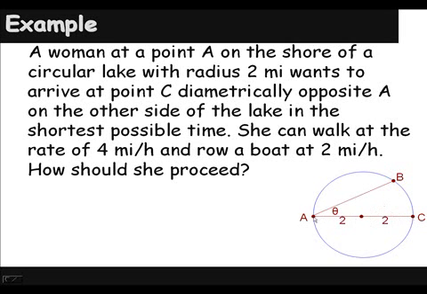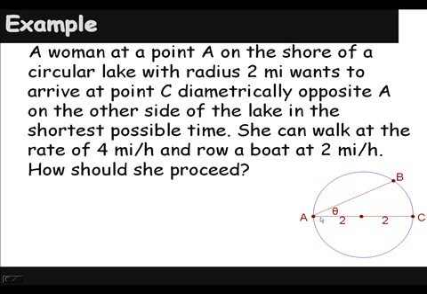Point C is diametrically opposite, in other words, on a diameter, opposite A on the other side of the lake. She wants to get there in the shortest possible time. It turns out this lady can walk at a rate of 4 miles per hour, and she can row the boat at a rate of 2 miles per hour. The question is, how should she proceed so that she can get from A to B the fastest?